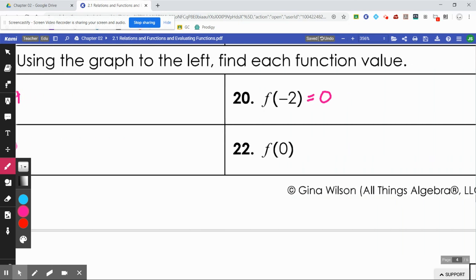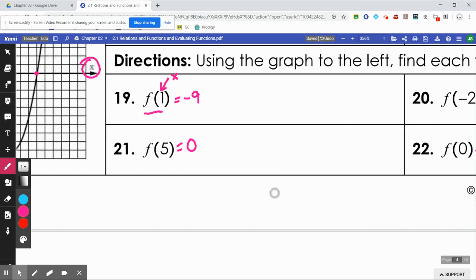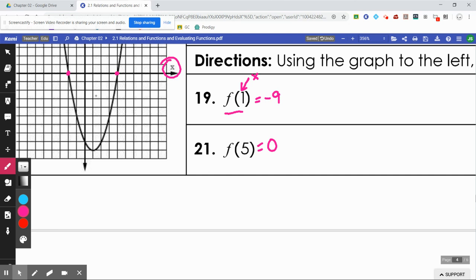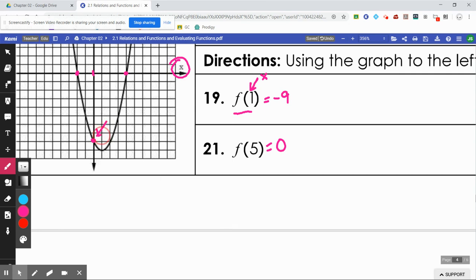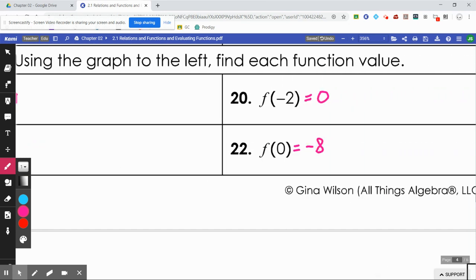My last one, what happens if I plug in 0 for x? Go back to your graph. Here's where x equals 0 is located. This is the dot associated with x equals 0. This dot is located at 0, 1, 2, 3, 4, 5, 6, 7, 8. So when I plug 0 in for x, I would get -8 for my y value.